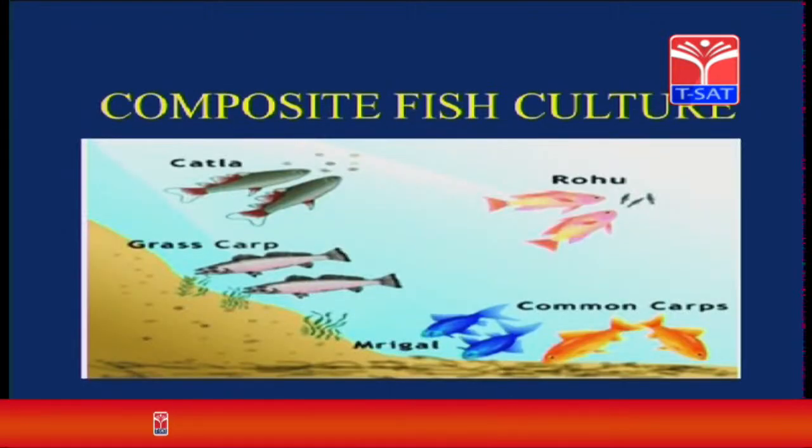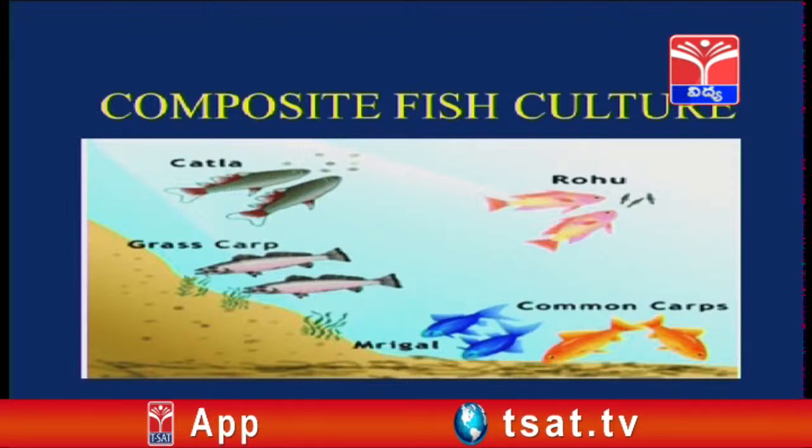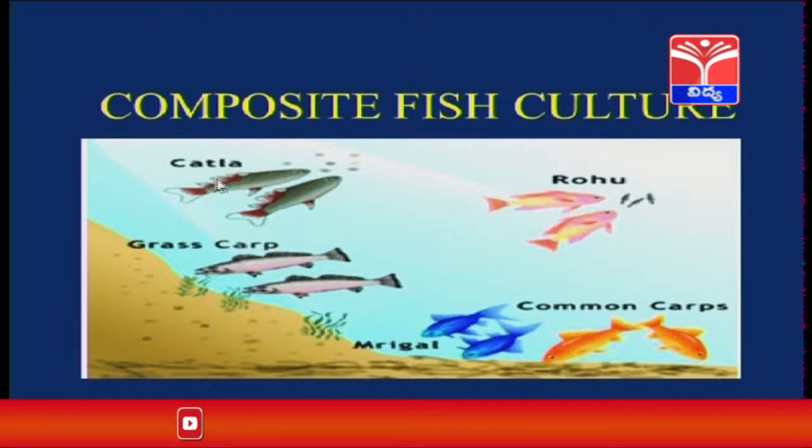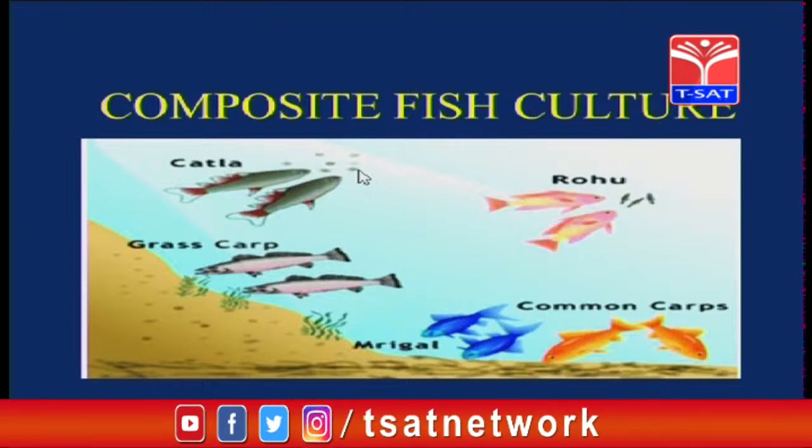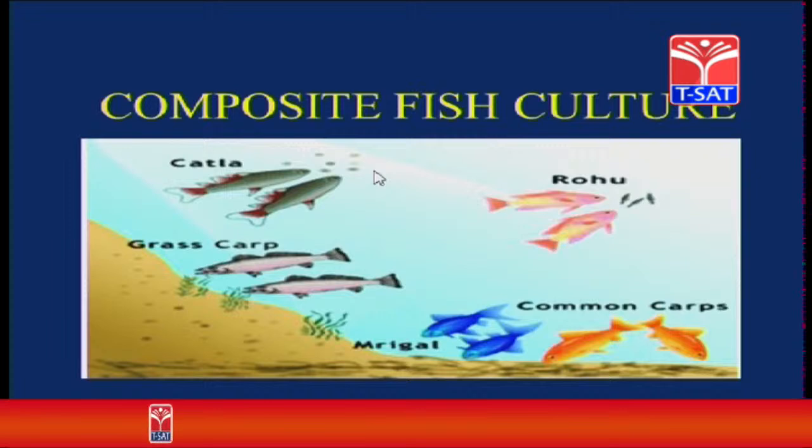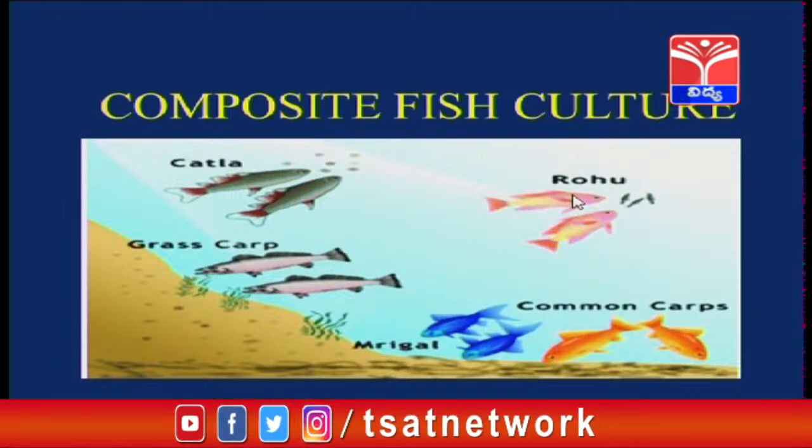See children, this is the diagram given here. This is a pond. In this pond you can see different types of fishes. Here, catlas feed on the food materials present on the surface. So, the catlas are surface feeders. Next, rohus feed in the middle of the pond. Whatever food materials grow in the middle of the pond will be taken up by the rohus.